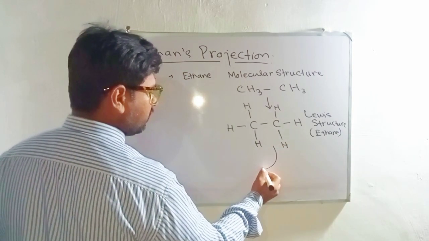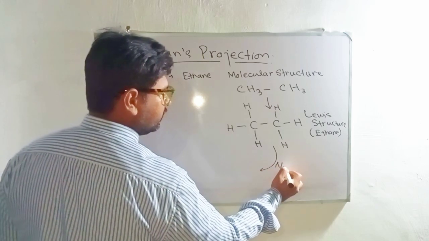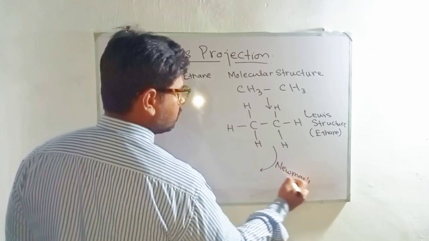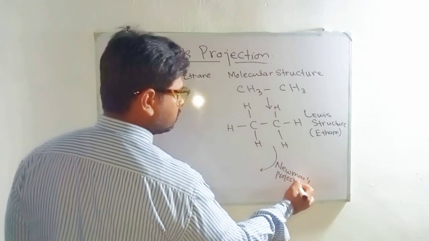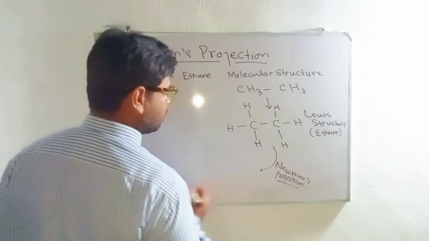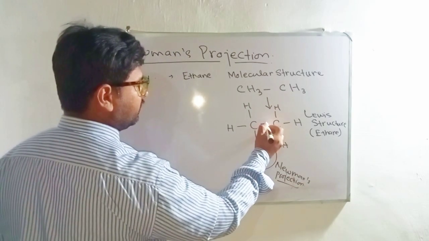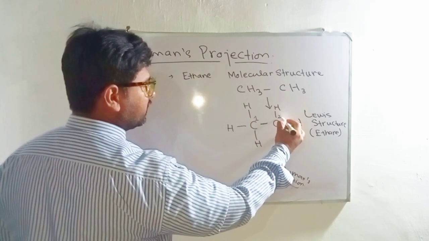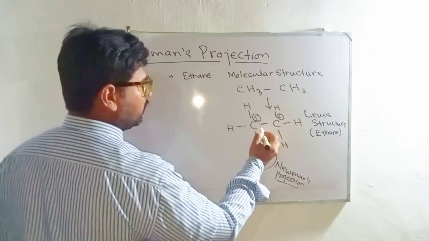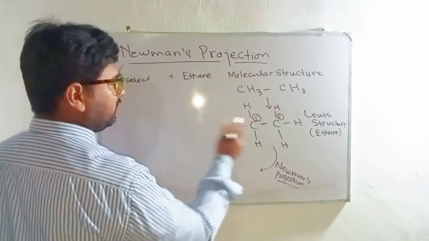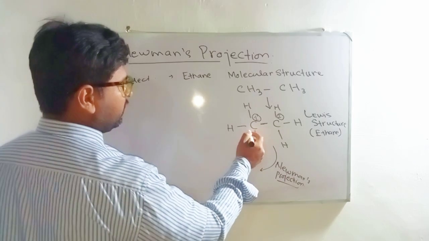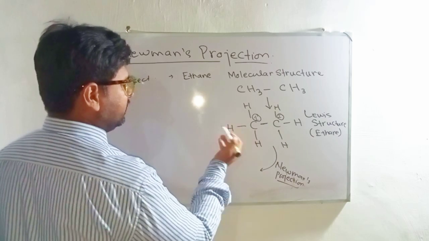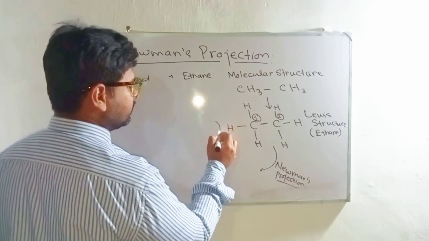Now we are going to draw its Newman's projection. We are going to select our desired bond. Let's suppose we have this carbon atom as C1 and the second carbon atom as C2. So what we're going to do is, in this case, we will name one carbon as proximal and the second carbon as distal. Let's suppose we are viewing this structure from here.